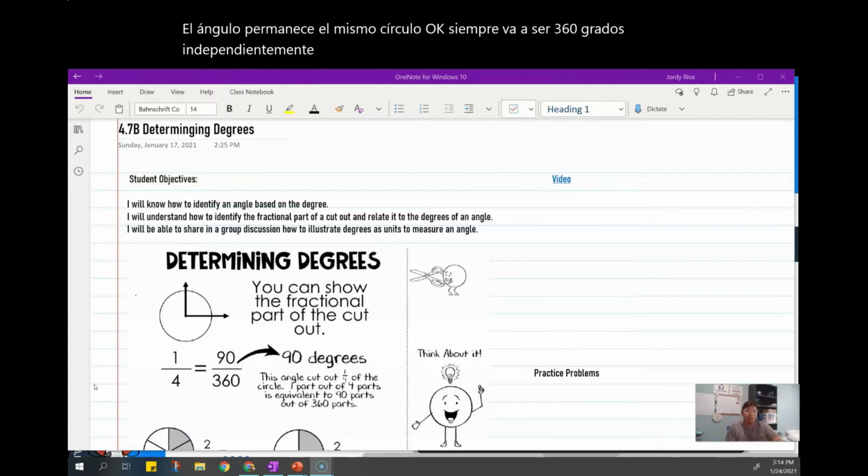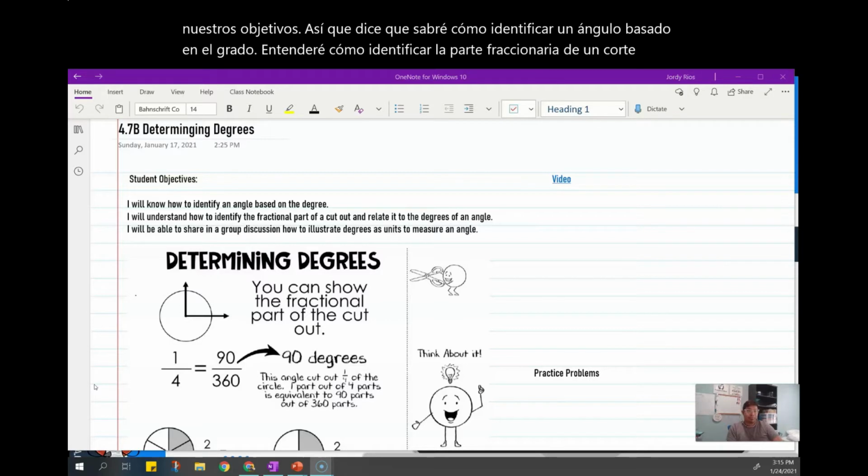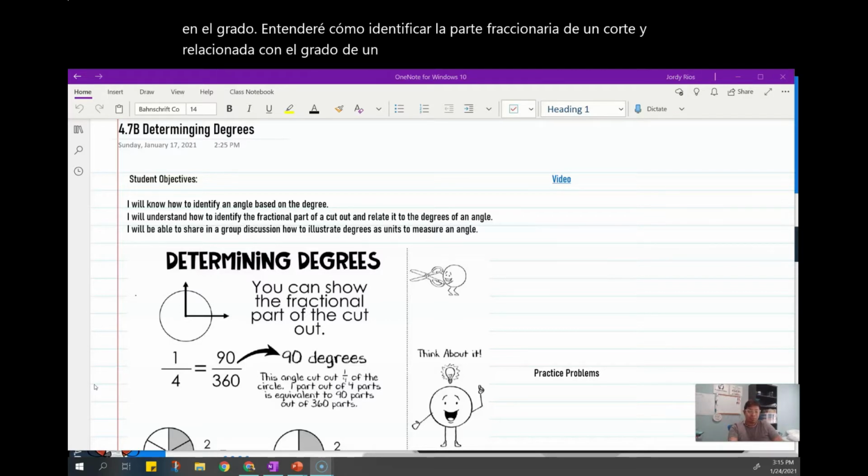Alright, let's go ahead and go to our objectives. So it says, I will know how to identify an angle based on the degree. I will understand how to identify the fractional part of a cutout and relate it to the degree of an angle. I will be able to share in a group discussion how to illustrate degrees as units to measure an angle.